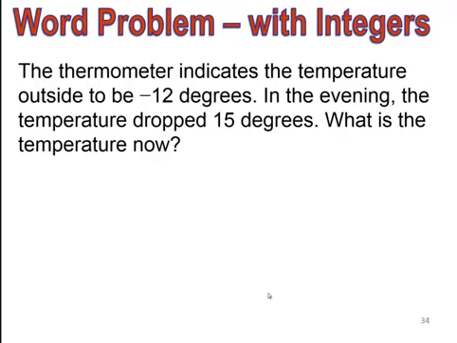Pause and try. In this case, you see that the temperature outside is -12. And in the evening, the temperature drops, which means it's going to go down again, or a negative. So we end up with -12 minus 15. You see we have the same sign here, so we're going to add and keep the sign. So we end up with -17 degrees.